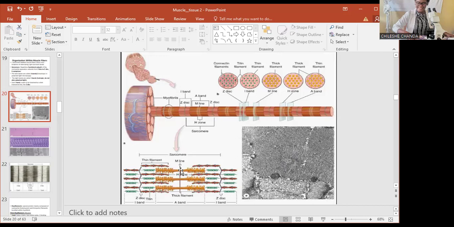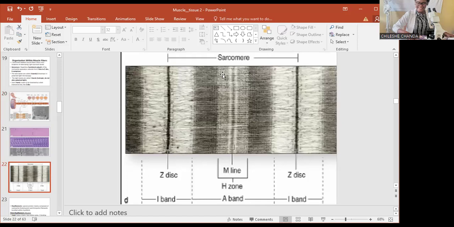In the middle of the A band, we see another line. This other line is known as the M line. And then, when I was telling you about this area, I told you that it is slightly light, not very light, but slightly light. It is known as the H zone. Here you find only thick filament.